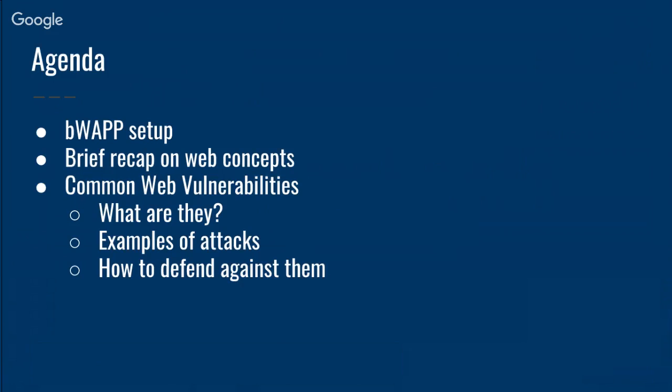Okay, so this is the agenda for today's workshop. Hopefully all of you have already set up VBox in your VirtualBox, or minimally, you should have downloaded VirtualBox and the zip file that says VBox. For the benefit of those who are not here and want to watch the video that will be uploaded later, I will show you how to set up VBox through VirtualBox also. I will also do a brief recap on web concepts, as this will be very important in understanding the vulnerabilities later. The main part of the workshop focuses on the common web vulnerabilities, and we'll show some common vulnerabilities, examples of how they can be breached, and also how to defend against them.